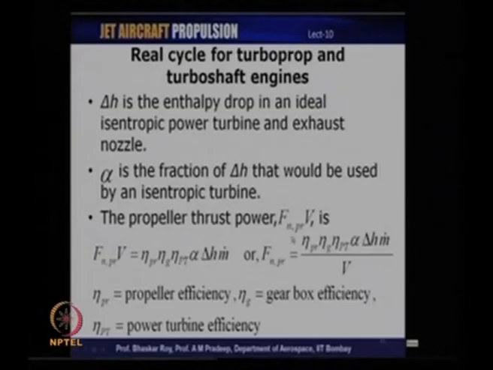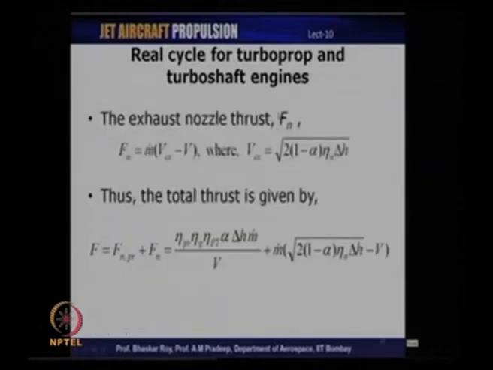So, the propeller thrust will be equal to these efficiencies, the propeller, the gearbox efficiency, and the power turbine efficiency, multiplied by alpha times delta H m dot divided by the flight speed, that is V. And the exhaust nozzle thrust, because the nozzle also may generate some thrust, will be equal to m dot into V exhaust minus V, where exhaust velocity is basically equal to square root of 2 into 1 minus alpha into the nozzle efficiency times delta H.